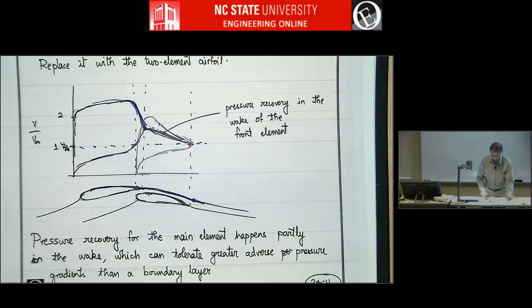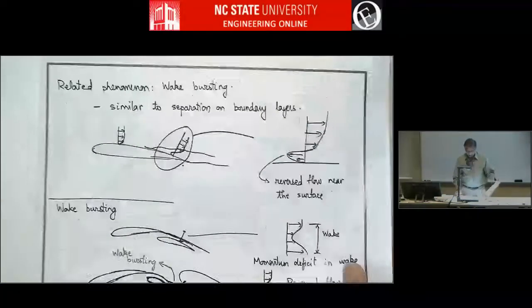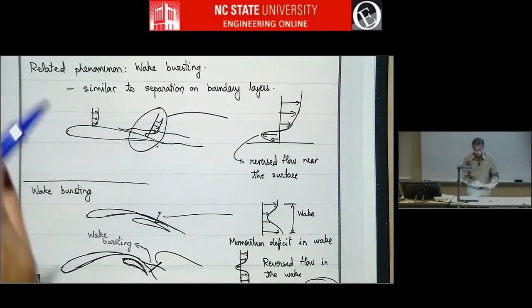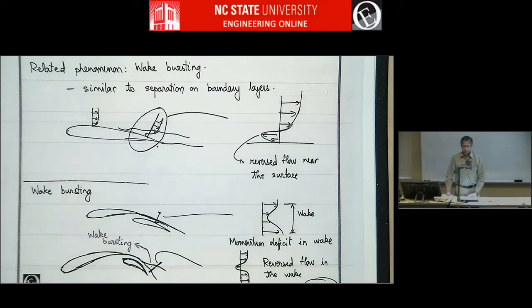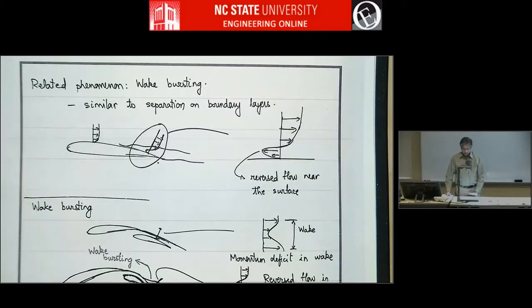So while we are on this topic, it's maybe a good time to introduce, or give a very quick explanation of, this phenomenon called wake bursting. Wake bursting is similar to separation on boundary layers. Just like you can have a boundary layer that separates, a wake also can burst and cause some bad effects. So let's see what that is.